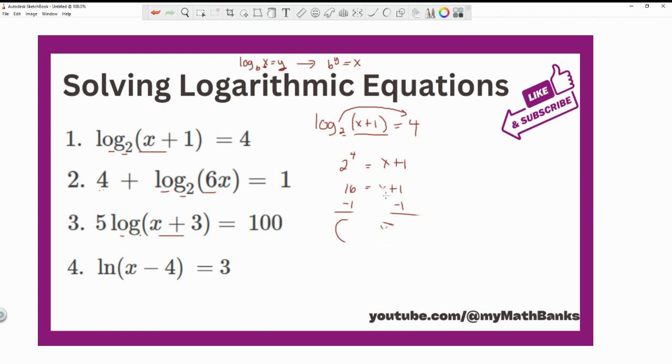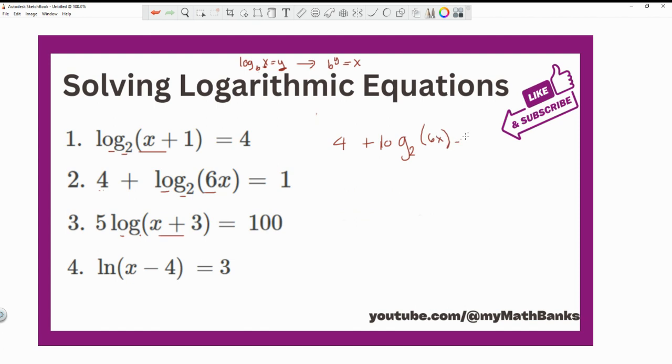All right, number one is a pretty easy one. Let's move on to number two. It says 4 plus log base 2, and then 6x for your argument, equals 1. Remember, you need to isolate the log, the base, and the argument. So what does not belong? The positive 4. Therefore, you need to subtract 4. So now what's left is log base 2, argument 6x, equals negative 3.